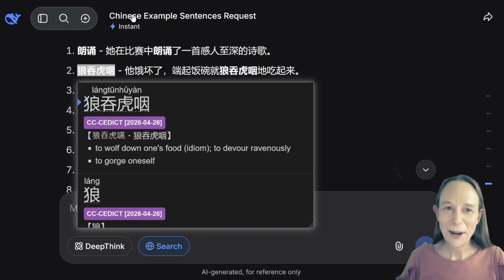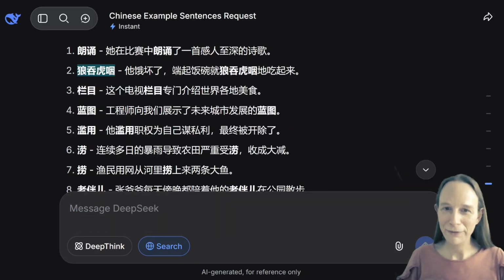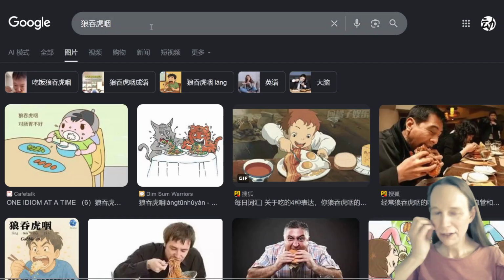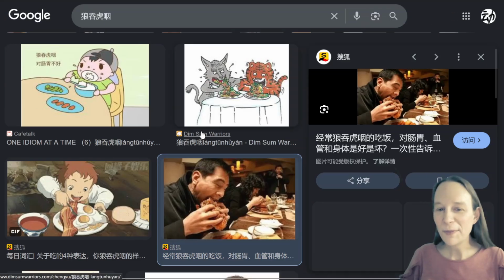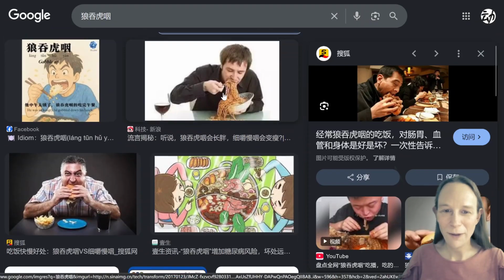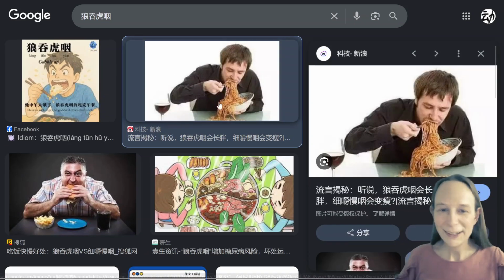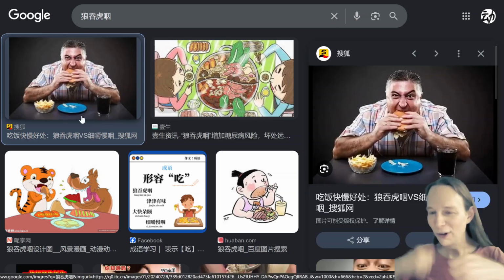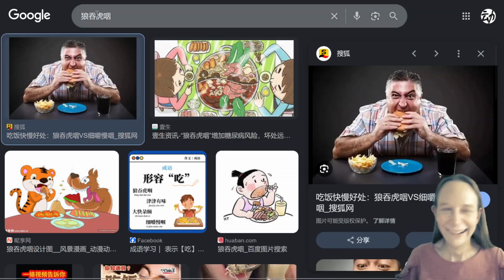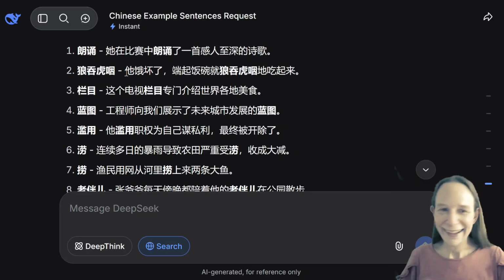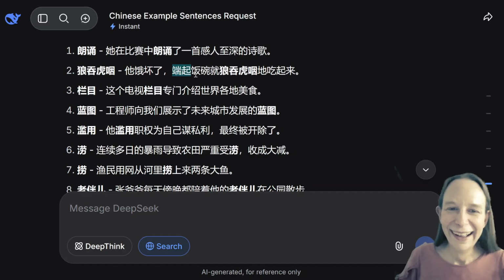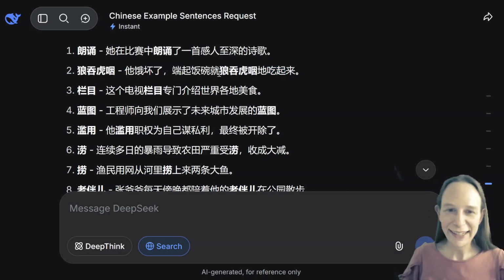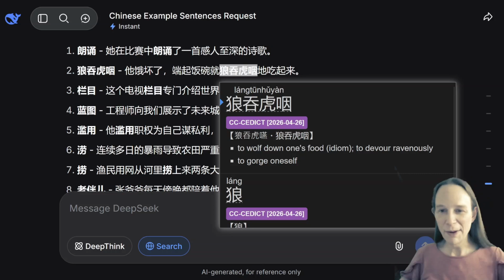Yeah. So we're eating like a wolf. I'm wolfing down something. Cookies. Nom nom nom nom. Oh, hot shit. Oh, pasta. Oh, I like some pasta. Oh, burger. Oh, 狼吞虎咽. 狼吞虎咽. Okay. 他饿坏了. Oh, so hungry. I feel sorry. 端起饭碗就狼吞虎咽地吃起来. So hungry. He wolfed it down. Nom nom nom.